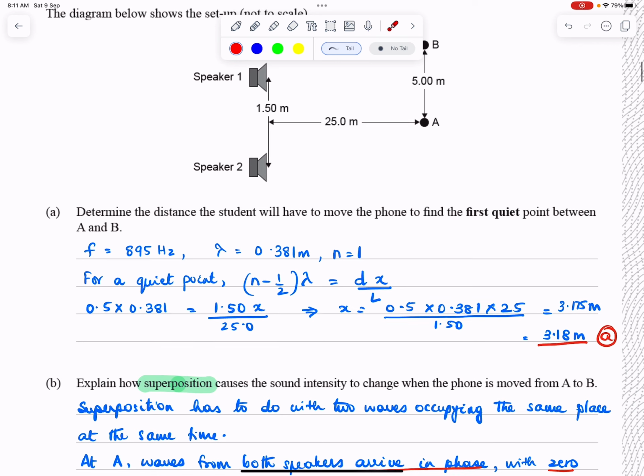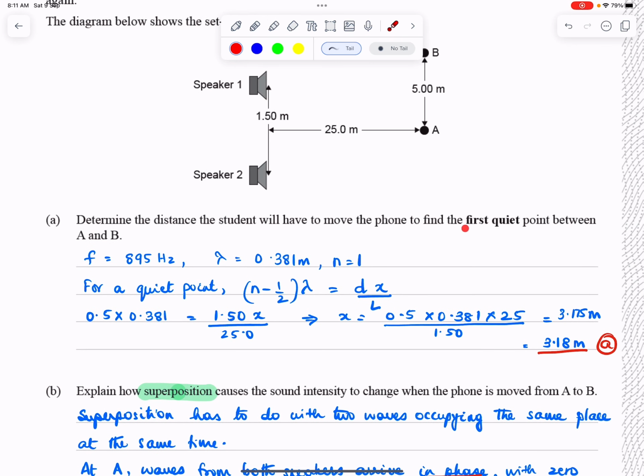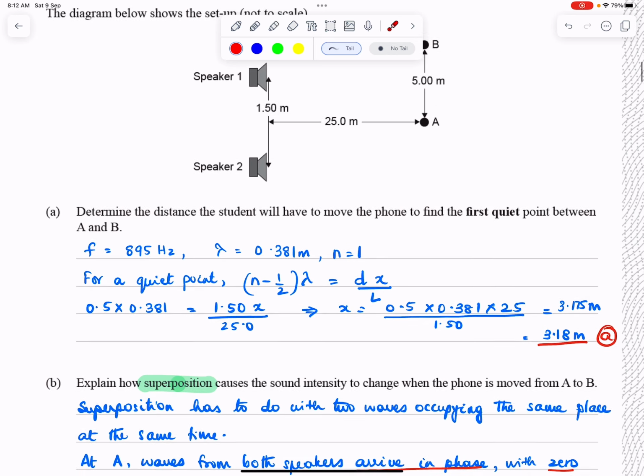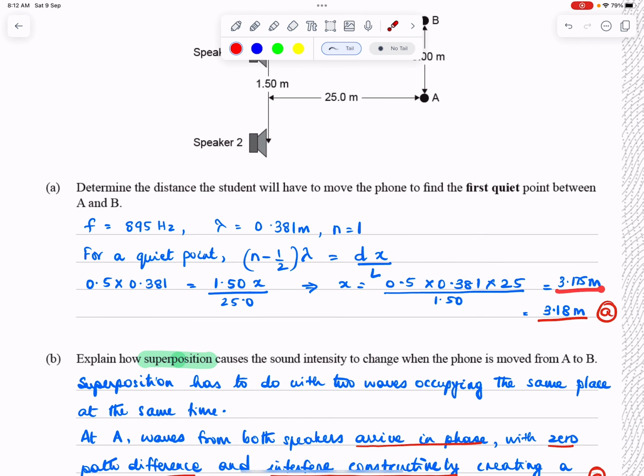Determine the distance a student will have to move the phone to find the first quiet point between A and B. So what we have to be careful of is that the formula is slightly different for the quiet point. So what do we know? Frequency is 895 Hz, the wavelength is 0.381 meters, and they talk about the first quiet point, so n is equal to 1. For a quiet point, the formula is (n minus half) lambda, which is the path difference, equals dx over L. So when you substitute, you get the value for x, which is 3.18 meters, and that's an achieved. So here's my unrounded answer, and then it's rounded to 3 significant figures.